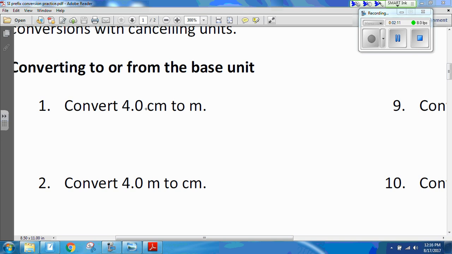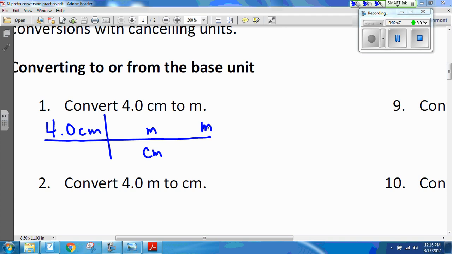We're going to convert 4.0 centimeters to meters. So this should be a one-step conversion. We start by writing 4.0 centimeters, and we're going to convert that to meters. So at the end, we want to be in meters. I always put that on top to remind me where I want to get to. And so I have centimeters up here. I don't want centimeters on top, so to get rid of centimeters on top, I need to put centimeters on the bottom. So the base unit in centimeters is the meter part. So I can put the meters right here, and that's what I want to get to anyway, so I know I'm good to go.